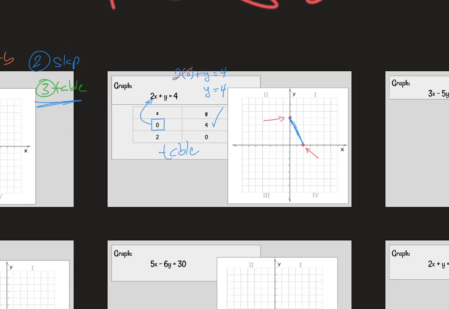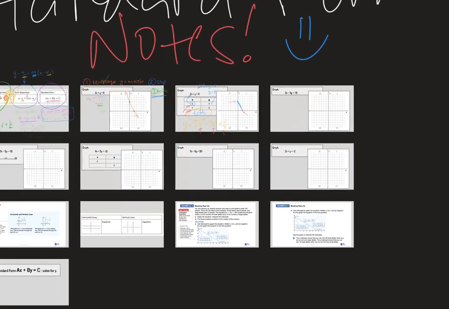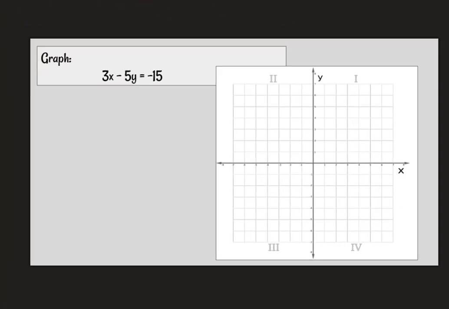Anything at all. If I asked you to graph this equation right here, y equals 3x cubed minus 7x squared plus 1 over x, you could graph this with a table. You just go, okay, what happens when x is 0? What happens when x is 2? And then you just plug it in and solve it. Okay? So now there's just some more examples.